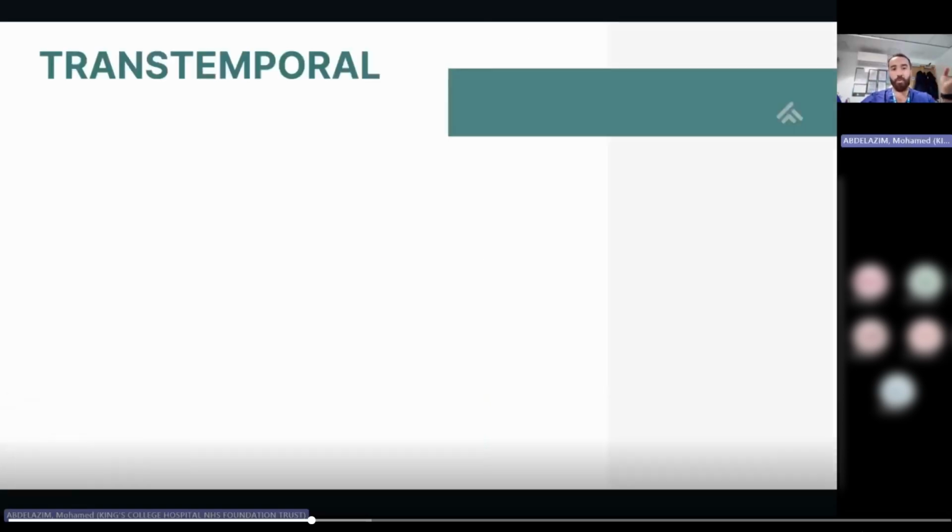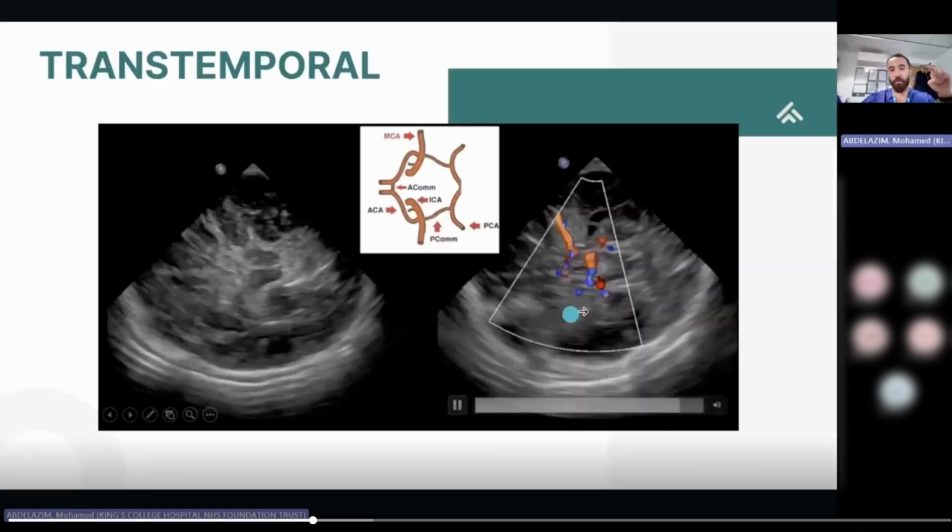Once you get this view, you should put a color Doppler on in order to visualize your arteries. As you can see here, we have the middle cerebral artery right here colored in red, because the blood flows towards my probe. Then the anterior cerebral artery right here is blue, because the blood flows that way toward the eye, which is a bit away from the probe, hence the blue color. And then you've got your posterior cerebral artery running like here.